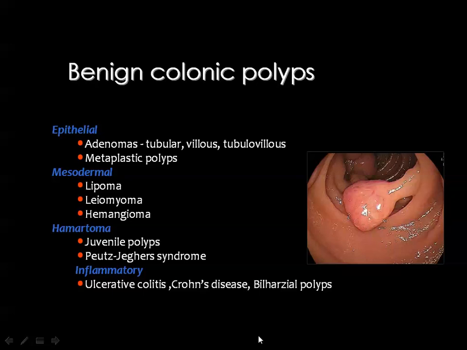Then we came to the benign or the neoplastic lesions of the colon, starting with the benign lesions, and we have a lot of benign polyps in the colon, starting with epithelial polyps like adenoma, tubular, villous, and tubulovillous, or the metaplastic polyps, mesodermal polyps like lipoma, leiomyoma, and hemangioma, hamartomatous polyps like those seen in juvenile polyposis syndrome and Peutz-Jeghers syndrome, and inflammatory polyps like the pseudopolyps seen in ulcerative colitis, pseudopolyps in Crohn's disease, and in the bilharzial polyposis of the colon.